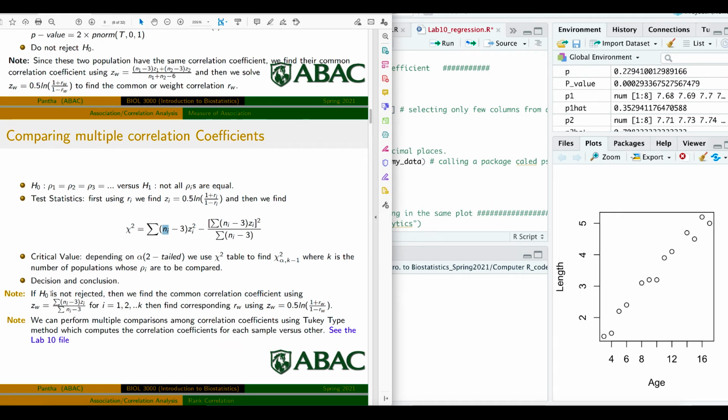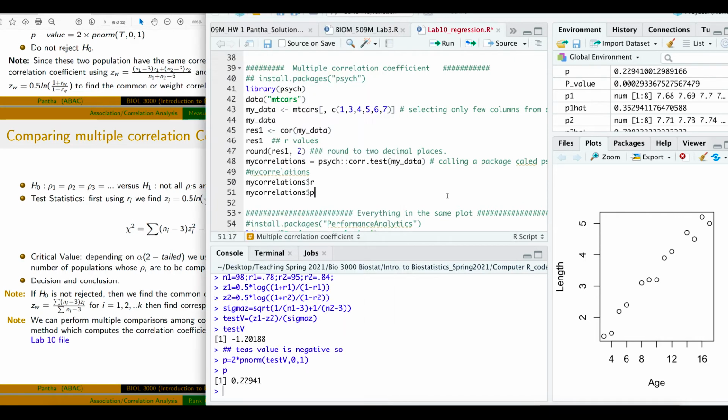If H0 is not rejected, then we find the common correlation coefficient using the same technique: summation of Ni minus 3 times Gi over summation of Ni minus 3, and then find the corresponding Rw using that GW value in this formula. Next, we can perform multiple comparisons among the correlation coefficients using the Tukey-type method, which computes the correlation coefficient of each sample versus the others. See the lab 10 file. Let me show you that.